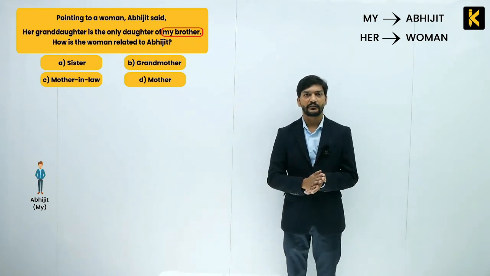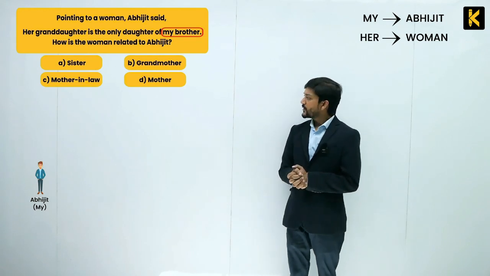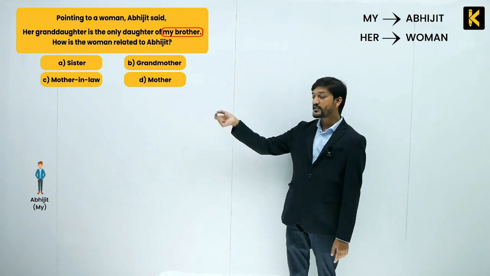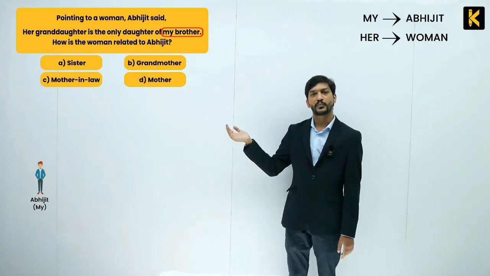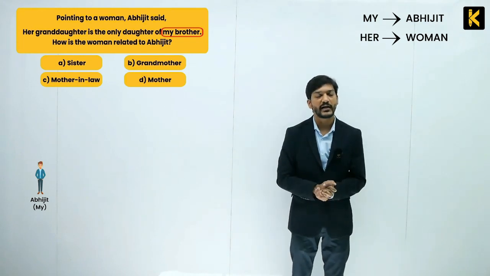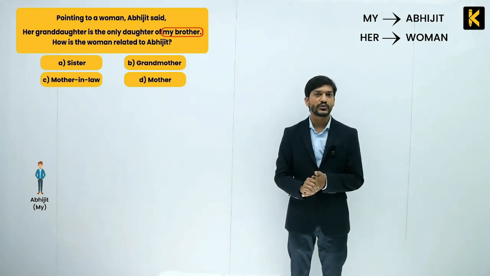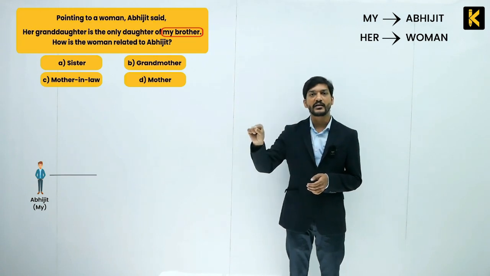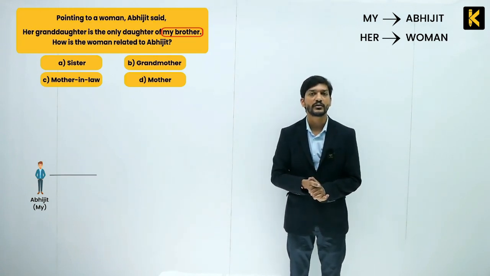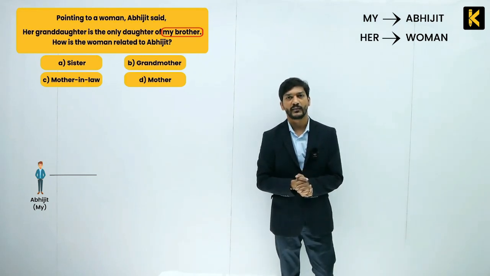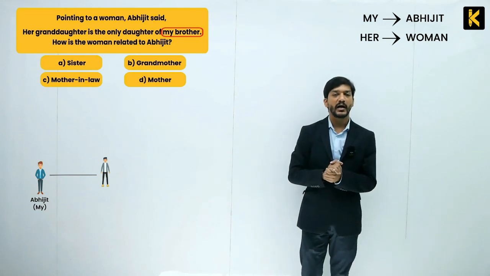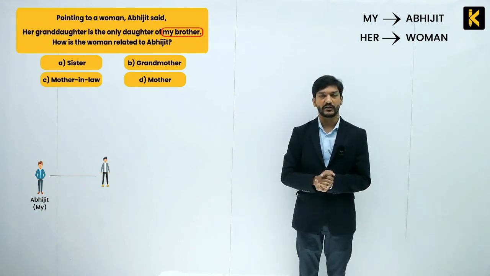Alright, perfect. Now I have to draw my brother, that means Abhijit's brother. The brother will be the same generation, right? Brother is a close relation, a direct relation, so I should show this relation with a single line. At the same level I have to draw, because the brother belongs to the same generation. So let me take one more person in the same generation, and that person is the brother of Abhijit.